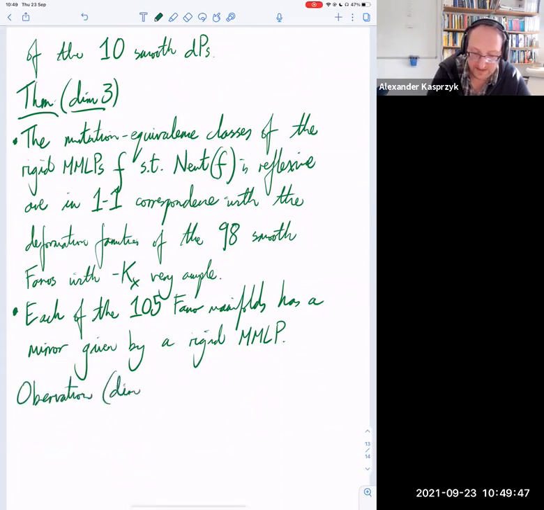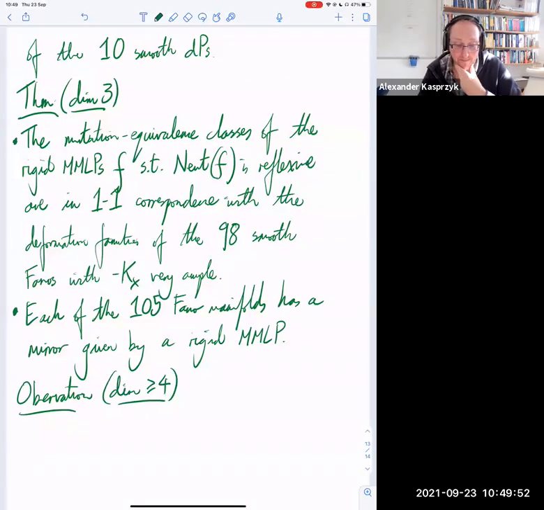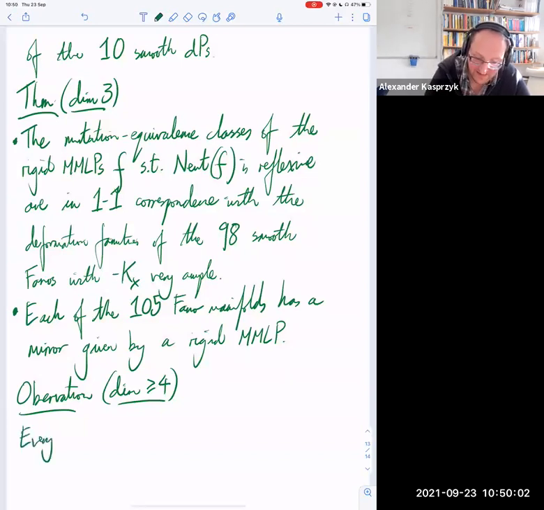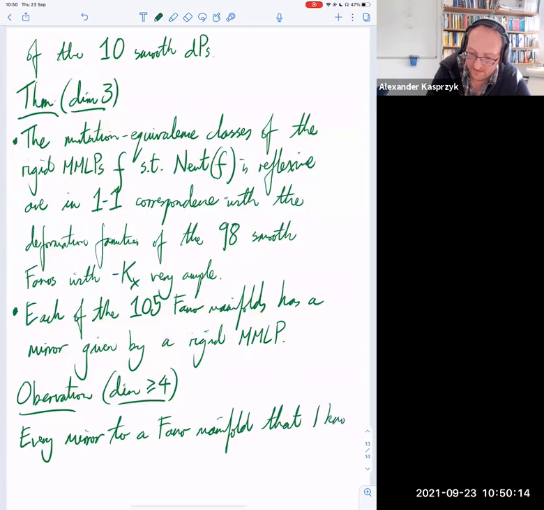So I'm going to say dimension greater or equal to 4. I want to be a bit careful. This is definitely what I know rather than what is true, okay? So every mirror to a Fano manifold that I know of is a rigid MMLP.